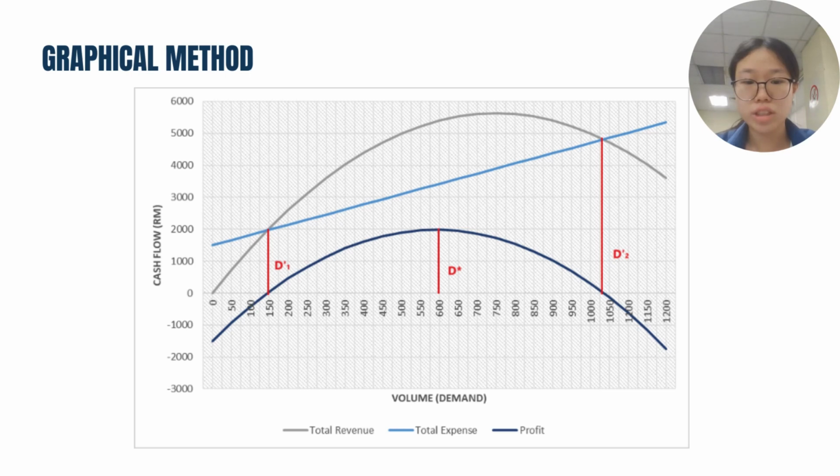Not only the spreadsheet method, we can also determine the profit range and break-even points by using graphical methods. This graph helps us to see how profit changes as demand increases. The optimal demand value, which is indicated by the maximum point of the profit curve, we get as approximately 600 units per month. The two break-even points can also be determined by identifying the intersection points of the total expense line and total revenue line, which are approximately 150 and 1025.